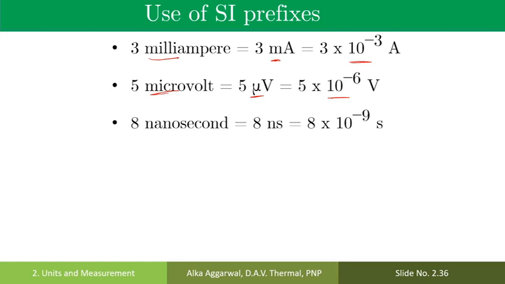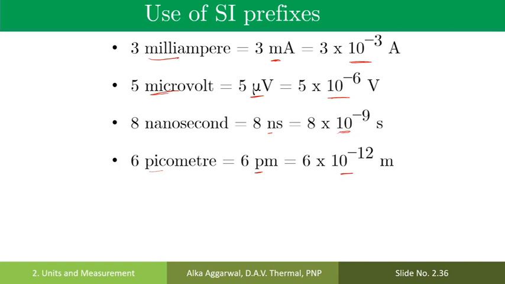8 nanoseconds. The symbol is small n which represents 10 to the power minus 9. Picometer. Pico, the symbol is p which represents 10 to the power minus 12. Kilometer, here the prefix is kilo which represents 10 to the power 3 and its symbol is k.